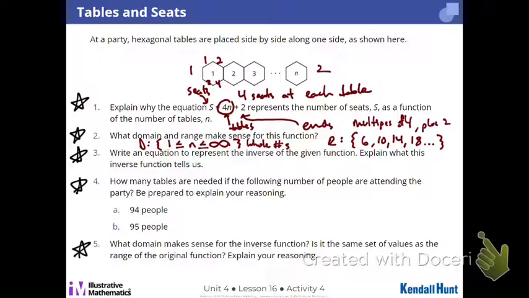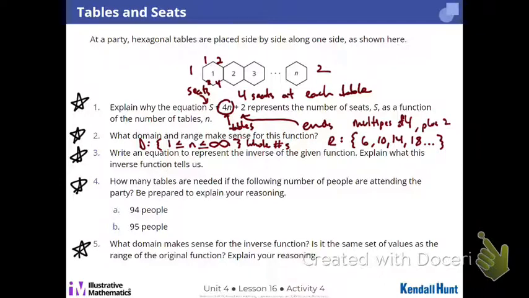Because the seats available are dependent on how many tables there are, and the total number of seats are always going to be multiples of 4 plus 2. Because the 2 on the ends and the 4 at each table. We go domain and range. Do you see how domain and range are easier than what some of us are thinking about doing again? What are the inputs we can have? What are the outputs we can have?